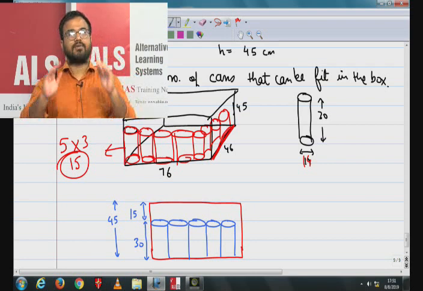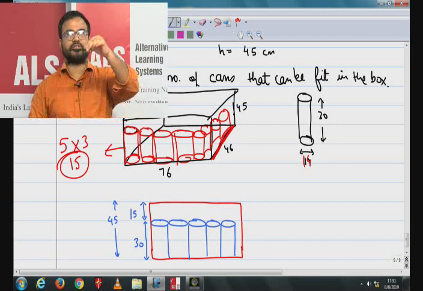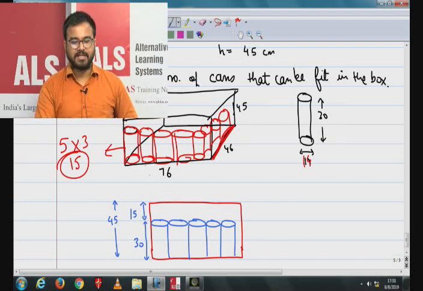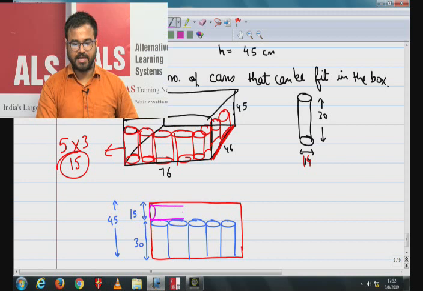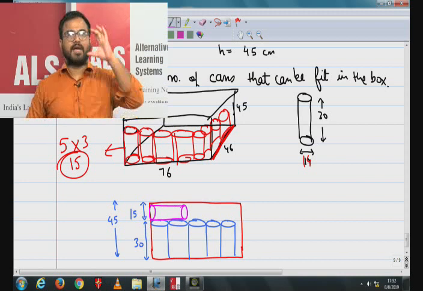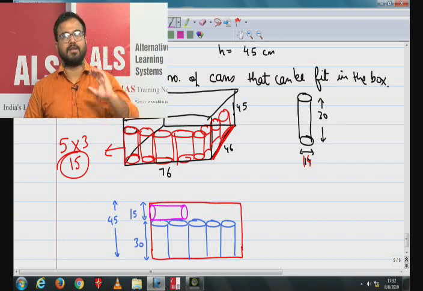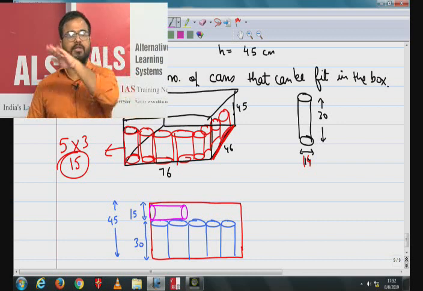Now in that space we can put the can in a horizontal way like this. Because the diameter of the can is 14 but the height of the box remaining is 15, so the can can be placed horizontally.